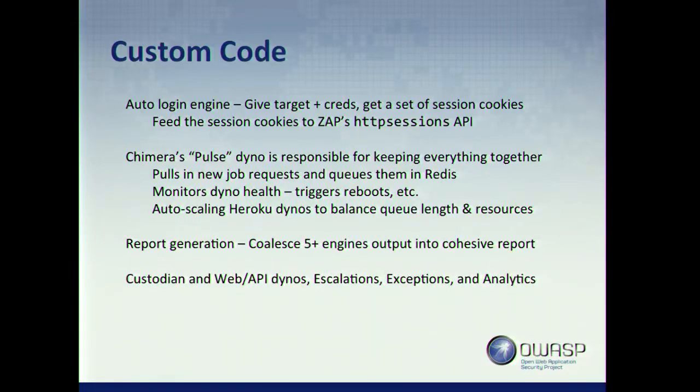So we have a pulse dyno, which is essentially Chimera's heartbeat, and that keeps everything together, manages dyno health, it starts reboots, it also does auto scaling. And then we have a report generator that pulls together all of the scans' output. ZAP, Nikto, Nmap, SSLyze, our fingerprinting tools, they all output in different ways, and that's not very helpful to the technical lead that's getting this data. So we want something actionable and that looks very consistent for them. And then we have custodian dynos that handle exceptions and escalations and analytics.